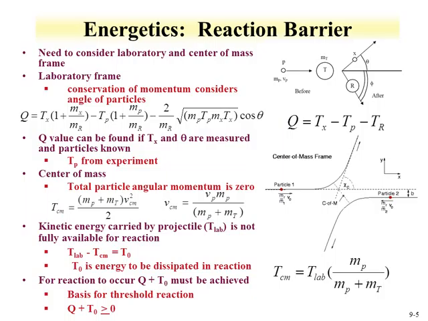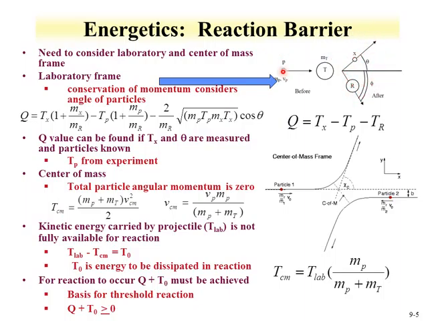Now we can use the equations we just discussed to correctly evaluate what energies are used for a reaction to occur in the laboratory. We need to consider both a laboratory and center of mass frame. For the laboratory frame, we need to consider the conservation of momentum. So in a laboratory, here's an example of a target. A projectile hits the target. We get our product and the other product from the reaction. Both products are moving.